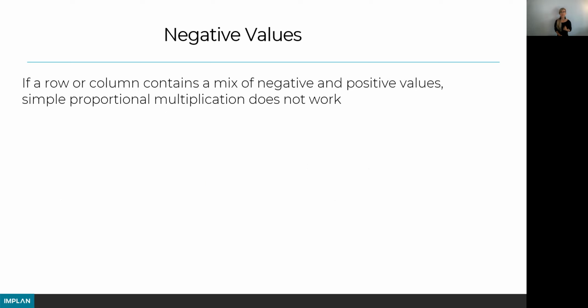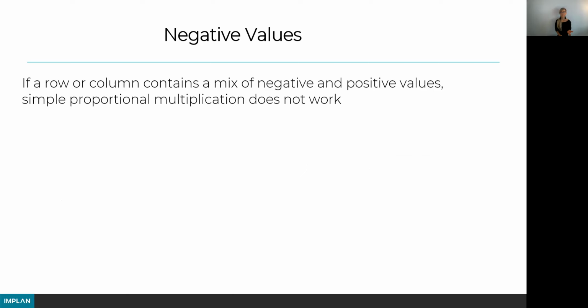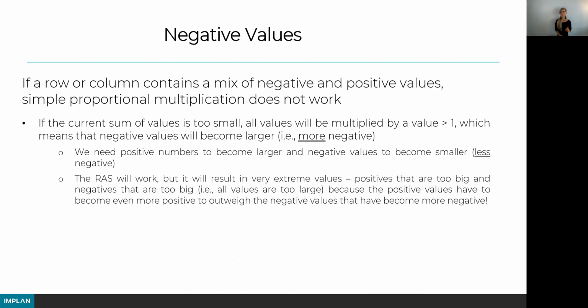Another thing to keep in mind is negative values. Now, the technique I've described thus far only works if it's all positive values in your matrix. It won't work if you've got a mix of positive and negative values. So let's suppose you have a matrix with a mix of negatives and positives in it. And if the current sum of values is too small, all the values are going to be multiplied by some value that's greater than 1, to bump them up. But that means that the negative values will become even larger, meaning more negative.